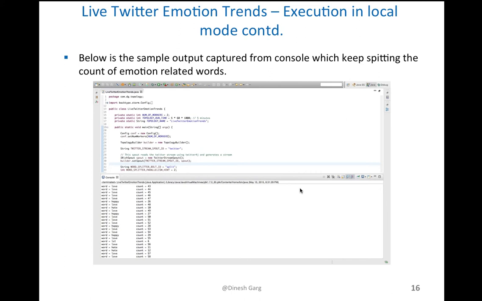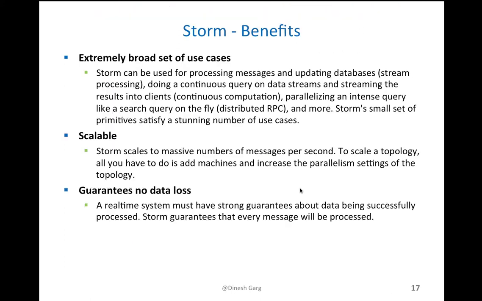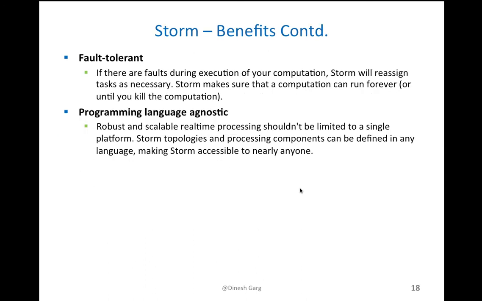Now again, this is just a screenshot of the live demo that I've just shown you. That's about it. So let's talk a little bit about the benefits of Storm. There is an extremely broad set of use cases where Storm can be used. It's highly scalable. It guarantees no data loss, which is a great thing. And it's fault tolerant, so if one machine goes down, it automatically takes care of those scenarios. And it's programming language agnostic. Basically, any of those bolts you can write in any popular language used in distributed systems, which is really a great thing. So you don't have to use a particular language to be able to use Storm.